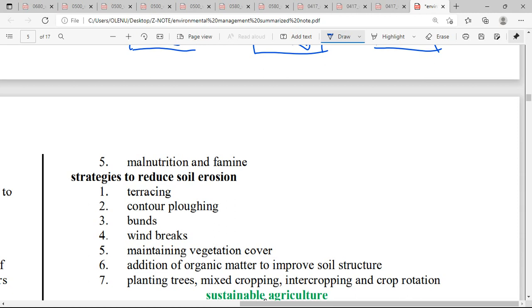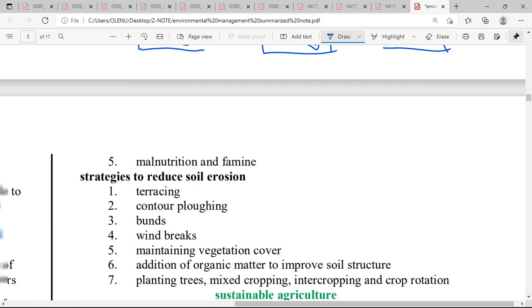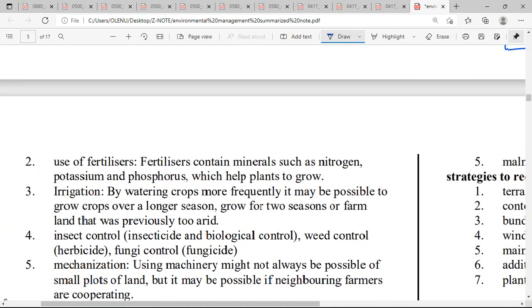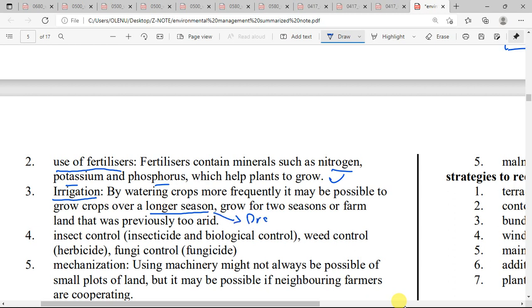Let's look at the second method for increasing food production: use of fertilizers. These fertilizers contain minerals such as nitrogen, potassium, and phosphorus, which help the plants to grow. Then irrigation is also very important. By watering crops more frequently, it may be possible to grow crops over longer seasons. During dry seasons when there is no rainfall, you can still cultivate, grow for 2 seasons, or farm land that was previously too arid.